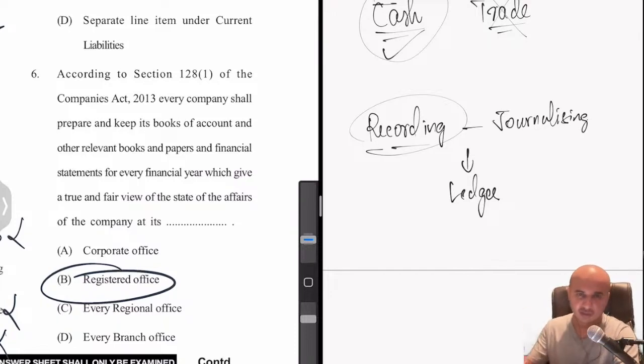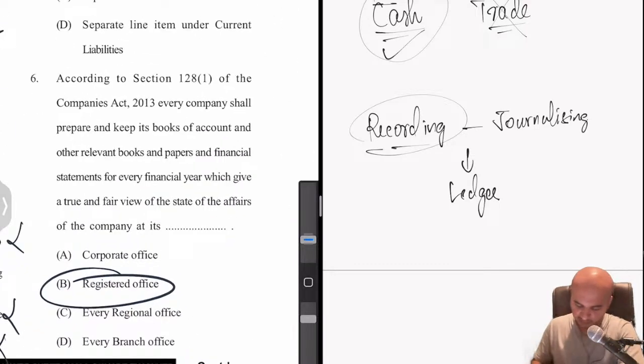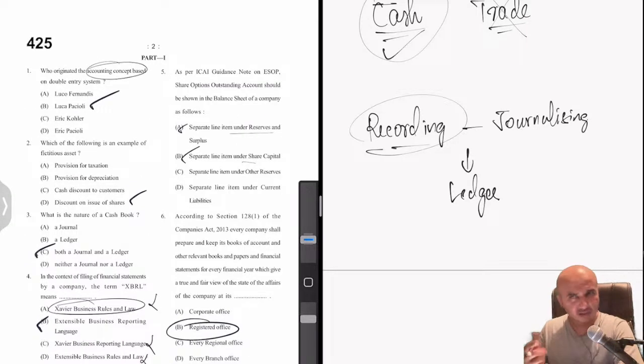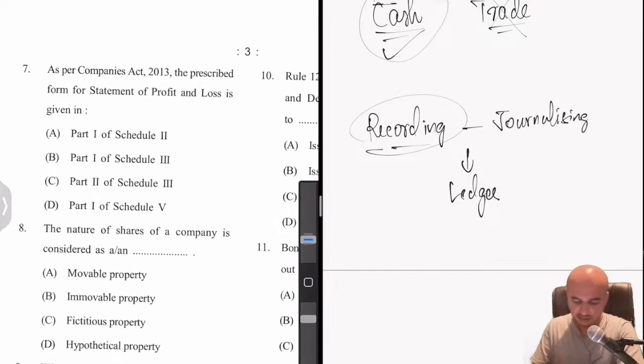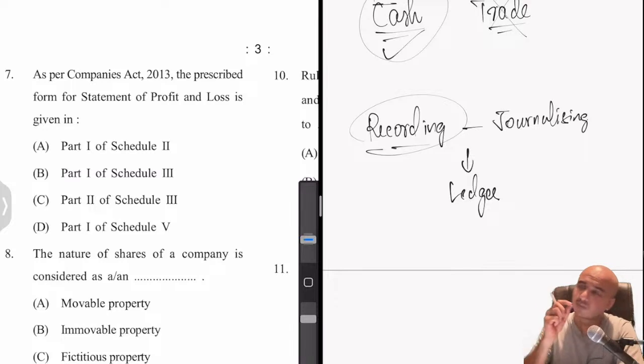Of course, with prior permission, they can shift the books from the registered office to somewhere else, like what Reliance has done, if I'm not mistaken. Their registered office is in Gujarat, I believe. Then they keep the books in Mumbai. I think so. Don't hold it against me, but I think that is correct. Reliance is the one which has done so.